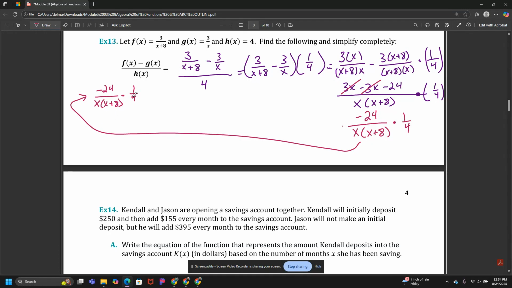Now we can distribute the 1/4, or we can say to ourselves, I know that 24 divided by 4 is 6. So I can simplify. So then negative 6 over x times x plus 8, if I know that negative 24 will divide by 4 and get me negative 6. That's kind of simpler, if you could call it that, than trying to distribute the 4. Either way, you're going to end up dividing that 4 out. This way you just do it instead of having to send it in the first place.